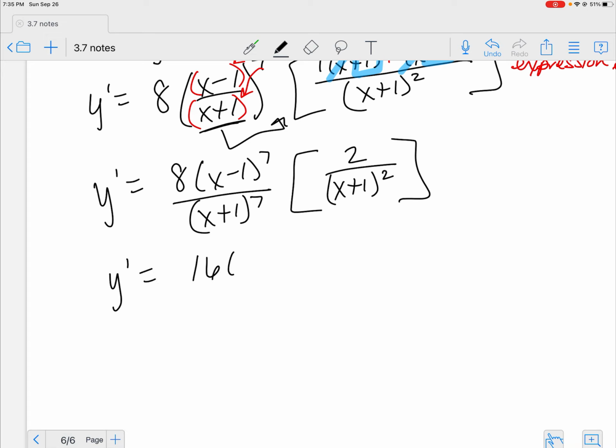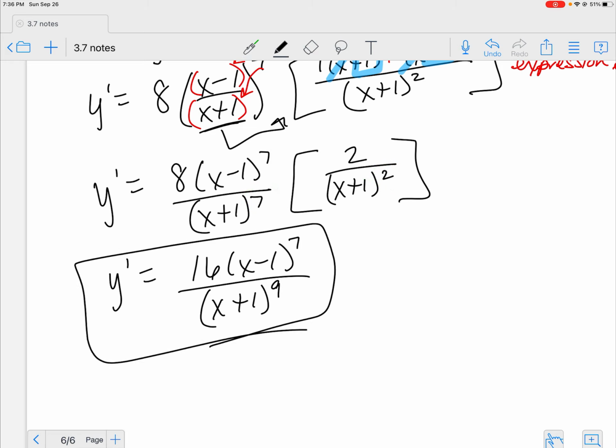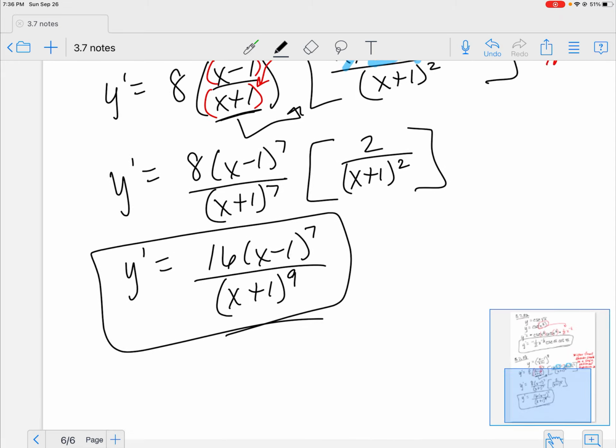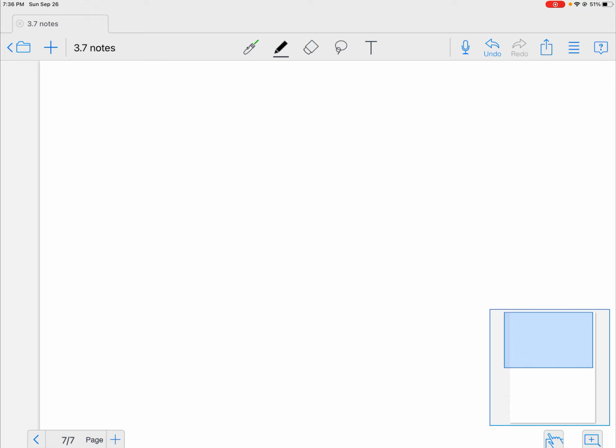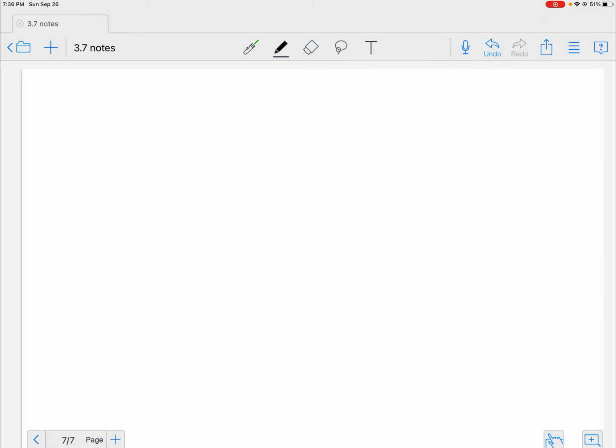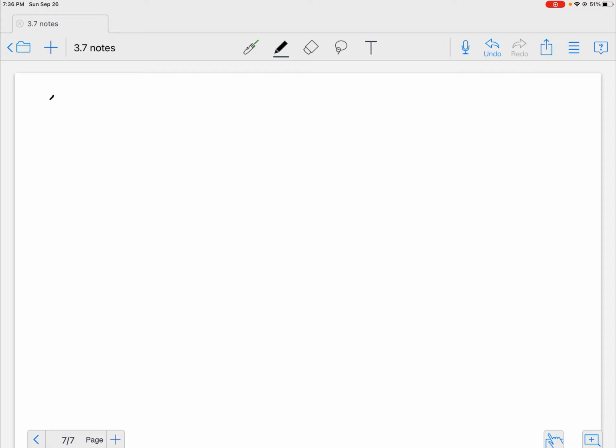y prime is equal to 16 (x minus 1) to the 7th over (x plus 1) to the 9th. Remember, like bases, add those exponents. Not too bad, right? No, it's not too bad at all. I'm out of room on this. I got one more for you. One more, and then we'll call it.